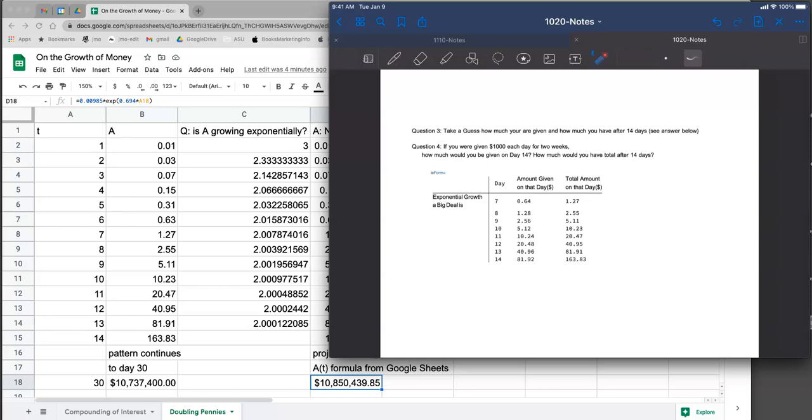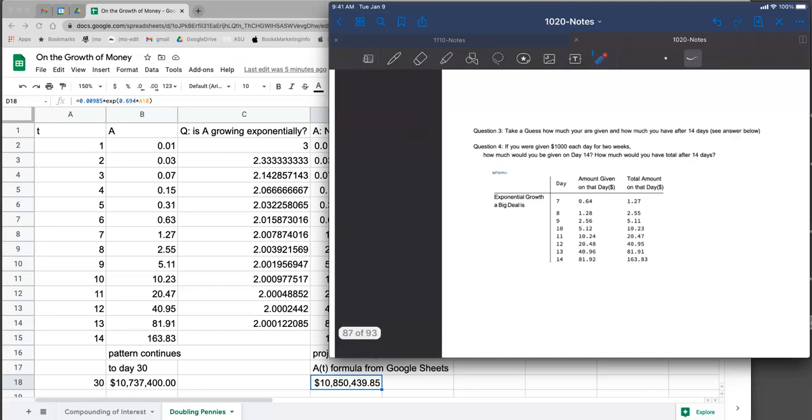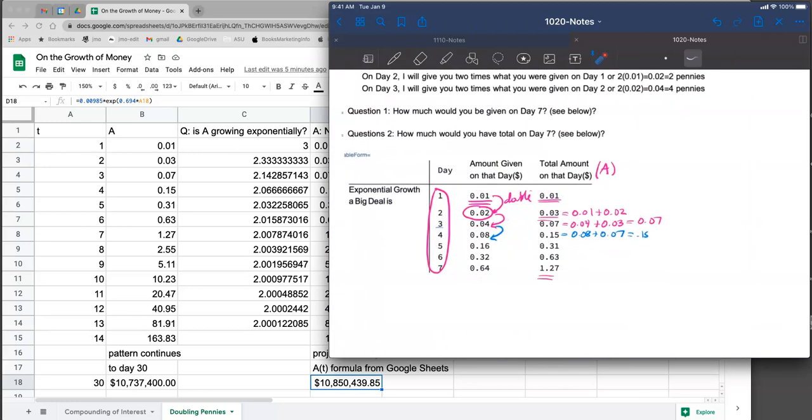In a previous video, we looked at the doubling pennies problem, which was stated as follows: on day one, I give you 1 penny, and on day two, I give you double that number of pennies, and on the third day, I double the previous day, and then add up all the amounts of money that I was giving you, and call this the amount of money after that number of days. This is called the doubling pennies problem.